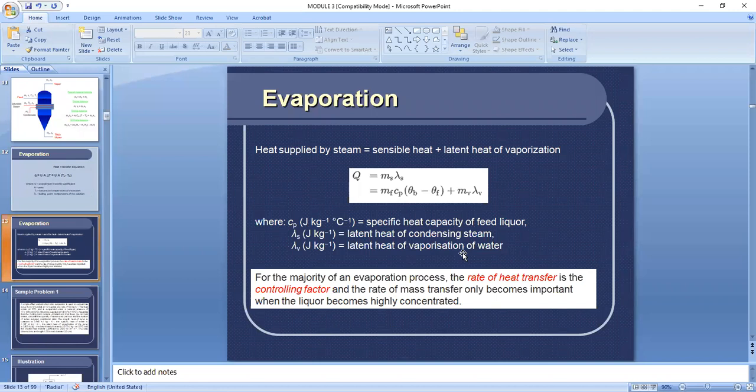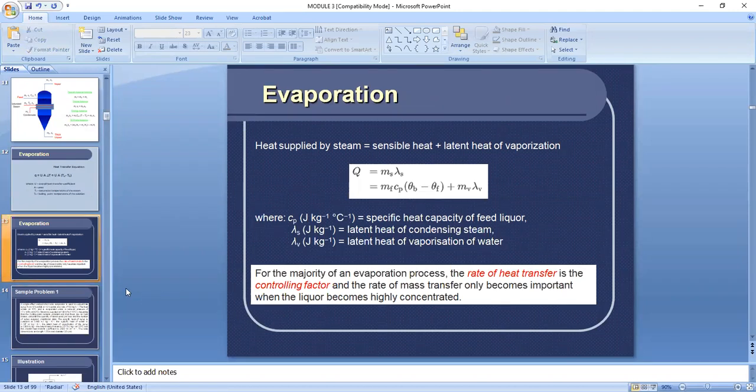Now, for the majority of an evaporation process class, the rate of heat transfer is the controlling factor. The rate of mass transfer only becomes important when the liquor becomes highly concentrated. So the governing factor in the design is the rate of heat transfer. The rate of mass transfer is only secondary. It's something we consider when our liquor becomes concentrated or the solid content of the liquor increases.